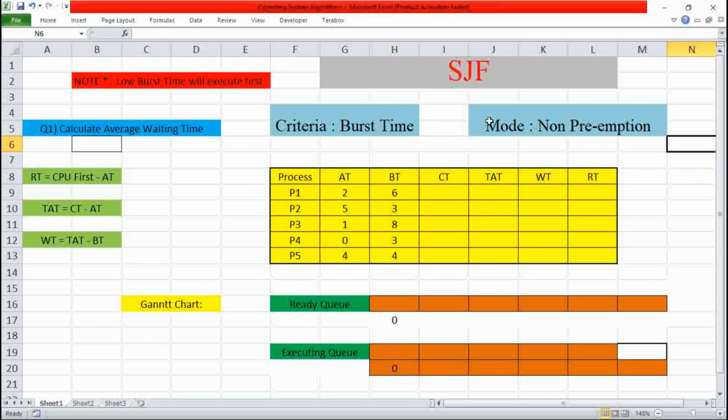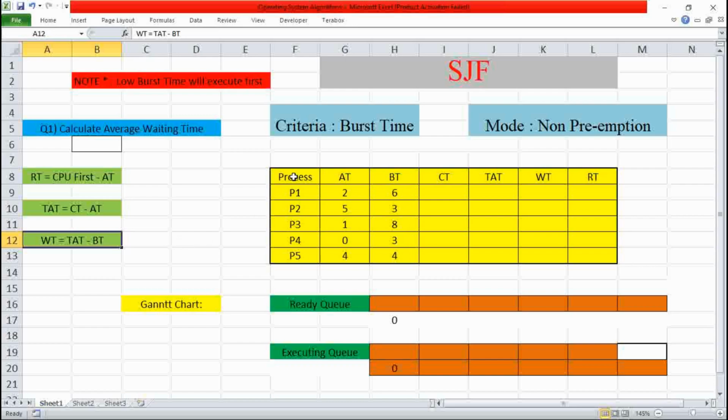I've already told you about the formulas used in all the numericals of CPU scheduling algorithms. First is RT. RT stands for response time, which is CPU first minus AT, the arrival time. CPU first means the time at which the process first interacted with the CPU. And what is TAT? Here it is turnaround time, which means completion time minus arrival time. And WT stands for waiting time, which is equal to turnaround time minus burst time.